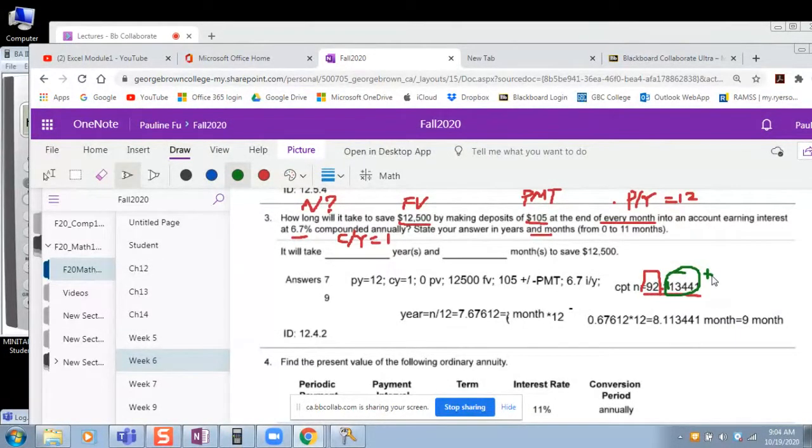Hold on. Let me restate this. This number, 92.1134, is it years? Okay, so this is exactly equal to how many years, how many months? Oh no, this is months, sorry. That's why I was confused. The unit for this one is months. It will take 92.113 months.